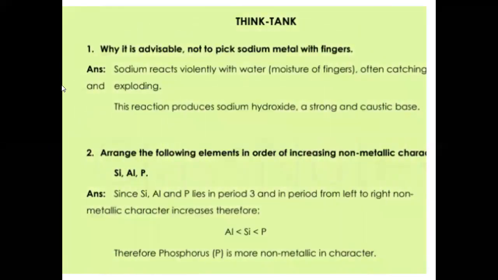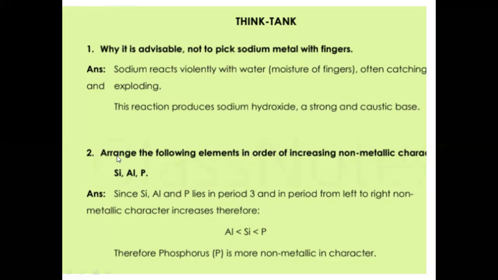Think tank question number 1. Why is it advisable not to pick sodium metal with the finger? Sodium, group number 1, alkali metals are highly reactive. They react violently with water, especially the moisture of fingers, and often they explode. This reaction produces sodium hydroxide, a strong base called caustic soda, and hydrogen gas, which is produced with a small or light explosion, and that explosion may damage our skin or our face or the part which comes in contact with the hydrogen gas.